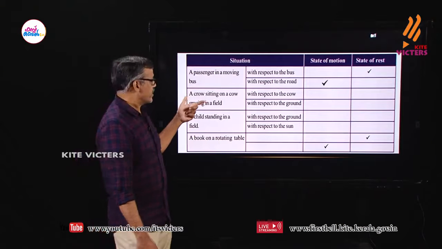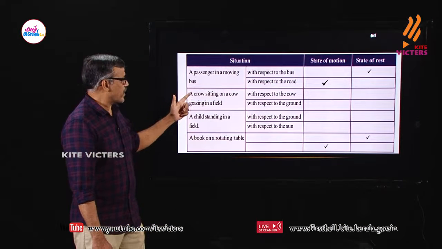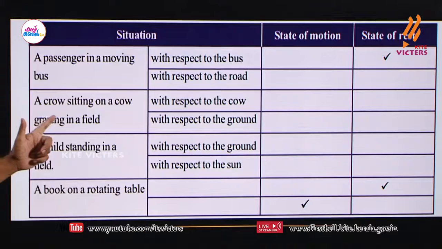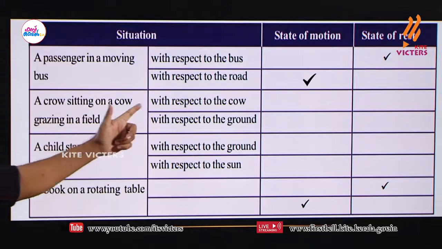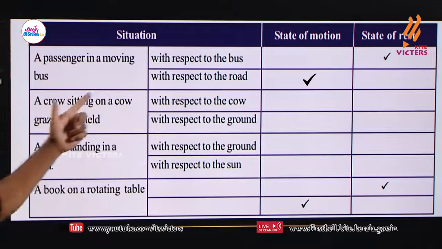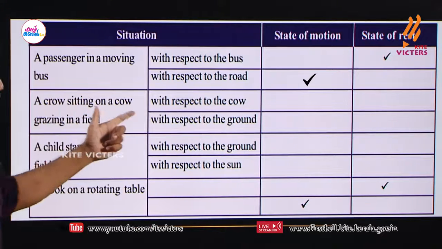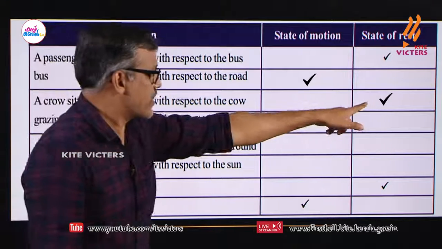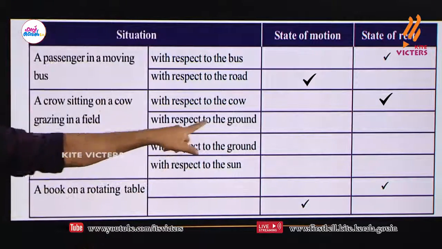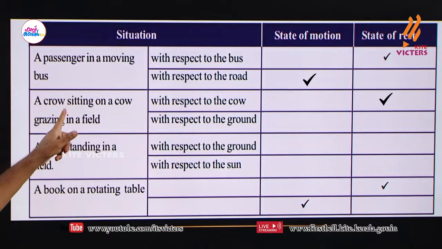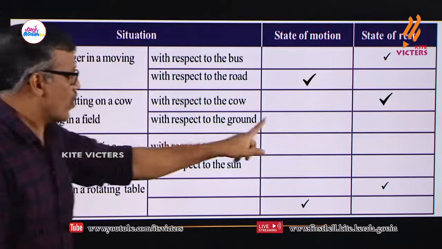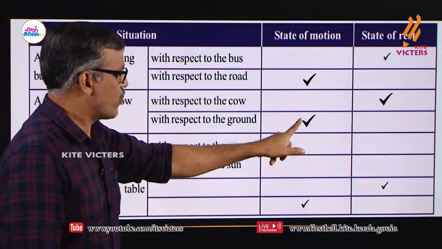Here in the second situation, a crow is sitting on a cow grazing in a field. With respect to the cow, what happened to the crow? Yes, the crow is in the state of rest. And with respect to the ground, what happened to the crow? Yes, the crow is in a state of motion.